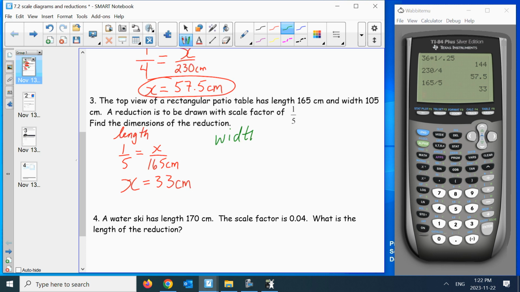Now the width, same method, but different numbers. So I'm going to say 1 out of 5 is equal to x out of 105. Type it into the calculator. Oh, I said 165 again. That's 105. Yeah, 1 times 105 divided by 5. 105 divided by 5 is 21.